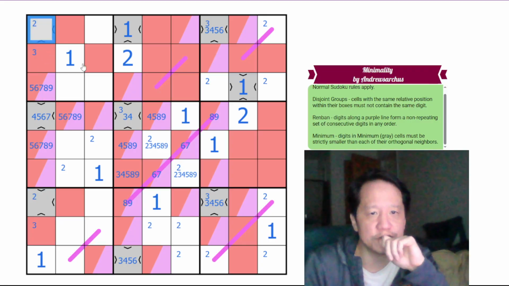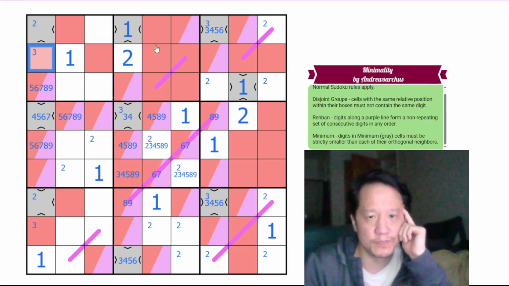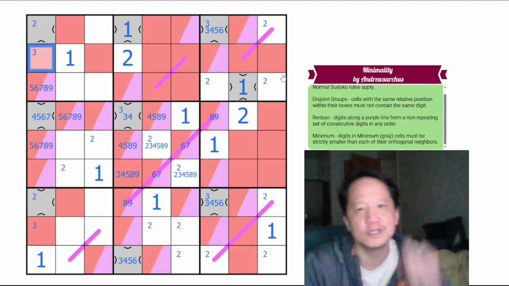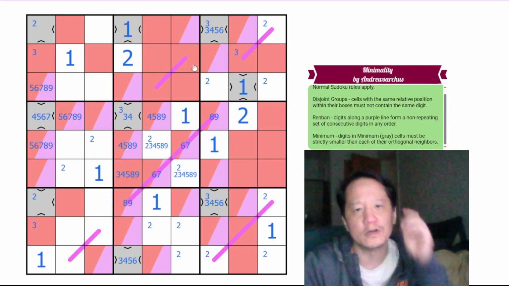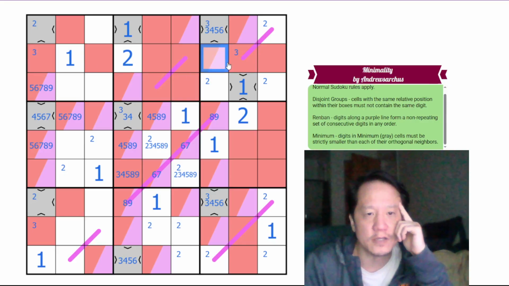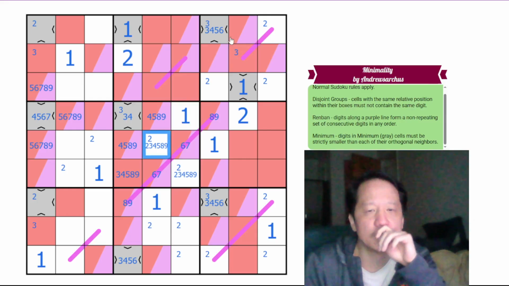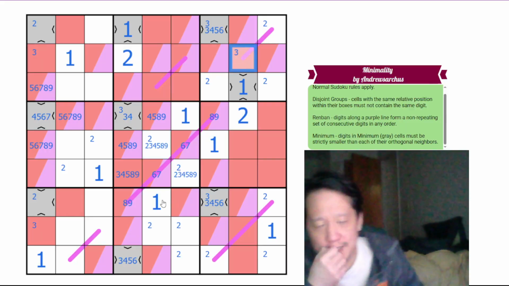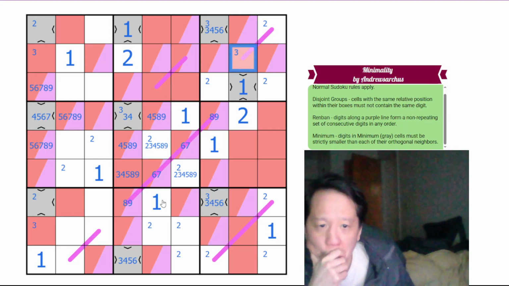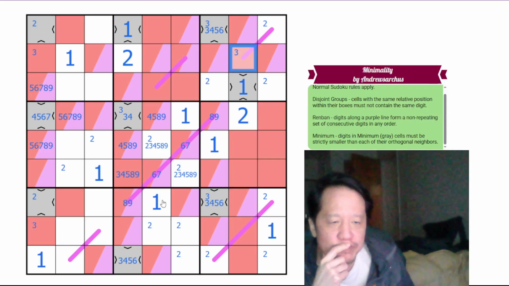So if this is 2, this has to be 3 next to it. If this is 2, that has to have 3 next to it. So we're guaranteed a 3 in one of these two cells in row 2, which means these are all pink because they cannot be 3 anymore. This could be, yeah. 2 is still pretty varied.